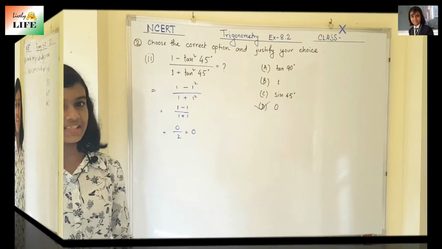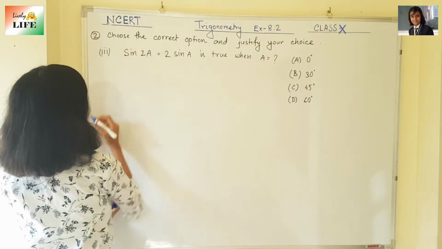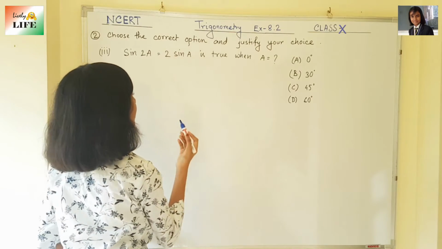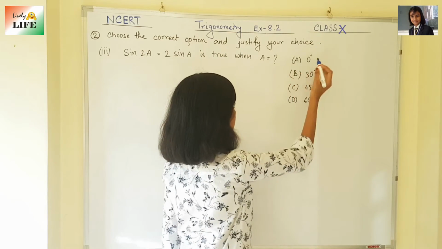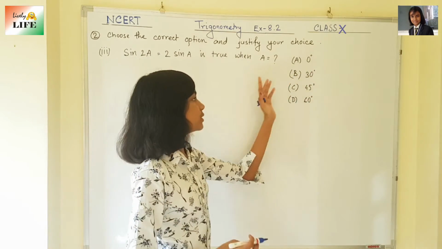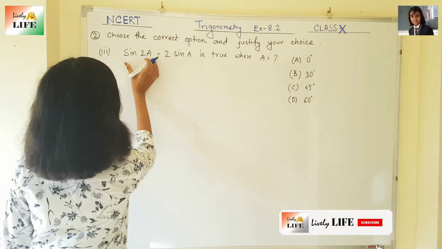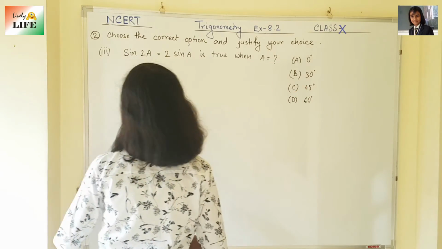Now let's move to the next one. Now let's move to this question. Question number 3. Sin 2a is equal to 2 sin a is true when a is equal to what? A is equal to 0 degree, a is equal to 30 degree, a is equal to 45 degree or 60 degree. So what is true? Sin 2a is equal to 2 sin a. So let's solve this one by one.